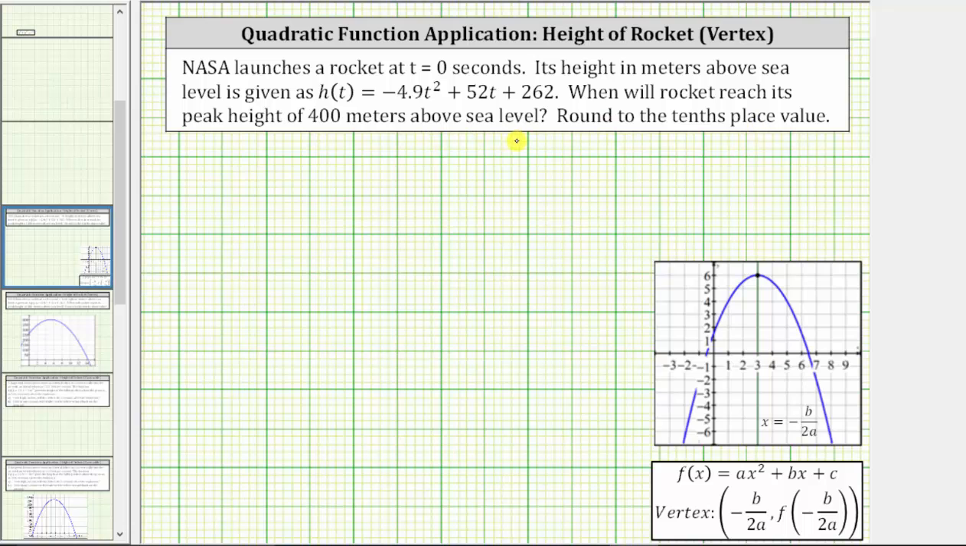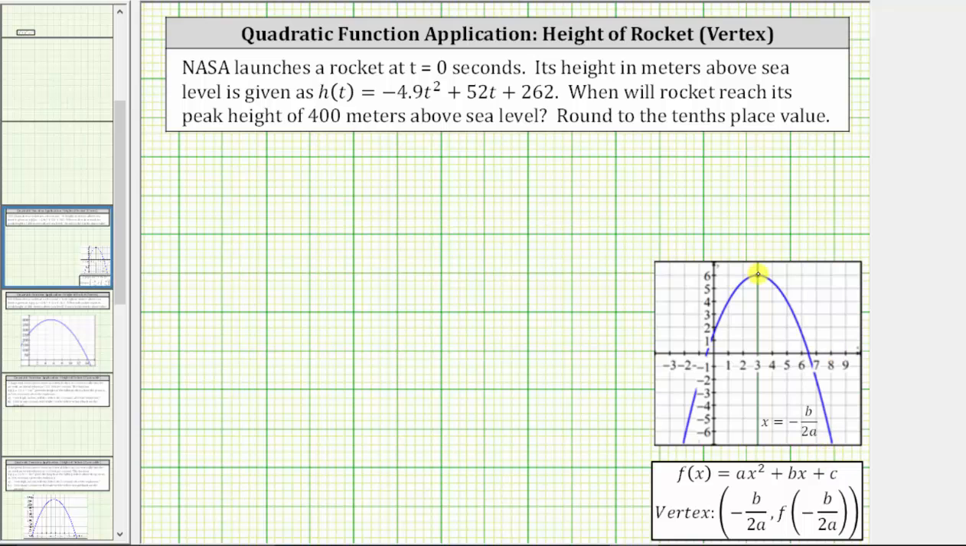This is a very straightforward question, as long as we recognize that first, h of t is a quadratic function, and second, the 400 meters is the peak height. Looking at our notes below, if we have a quadratic function in the form f of x equals ax squared plus bx plus c, where a is negative, notice in our case a is equal to negative 4.9, the parabola opens down as shown here.